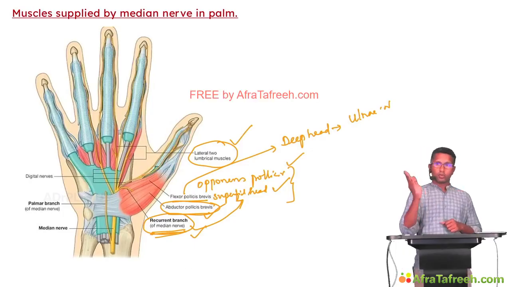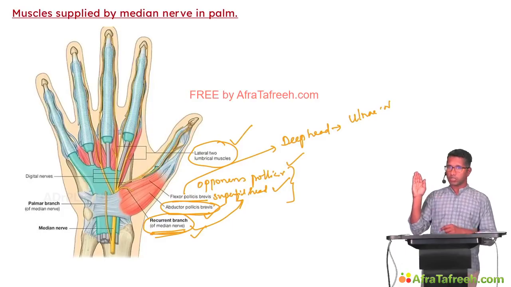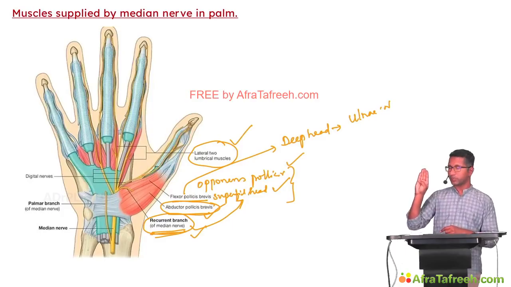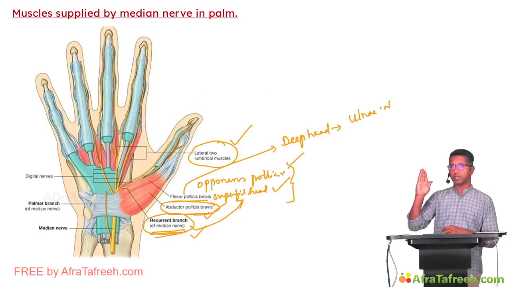Okay. Now when you take the thumb across the palm, this is called flexion of the thumb, and this is called extension of the thumb. Okay, and this is called opposition of the thumb.